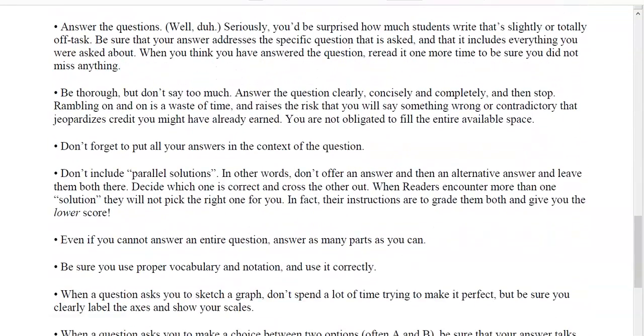Answer the question. Sometimes in the course of going through the whole process, you forget what the original question was asking, and you never actually answer the original question. So make sure after you've written your answer that you go back and reread that original question. Make sure, did I actually answer the final question that I was supposed to answer?